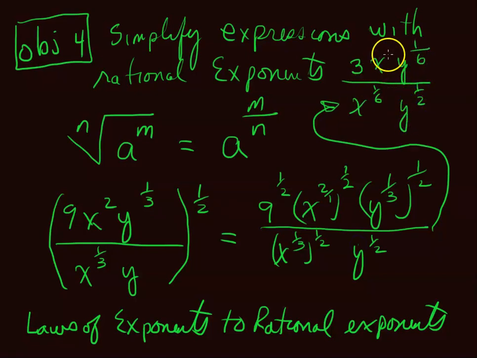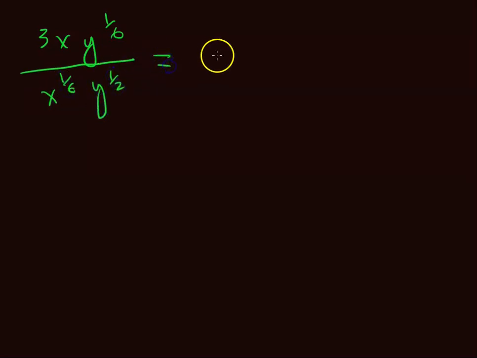And now we've got to combine these x's and y's, and I'm going to run out of room. So, yeah, I guess we need to go to the next page. Let me make sure I remember this. I've got to write it down. Okay, let's go to the next screen. So we have 3xy to the 1/6 over x to the 1/6, y to the 1/2. Okay.